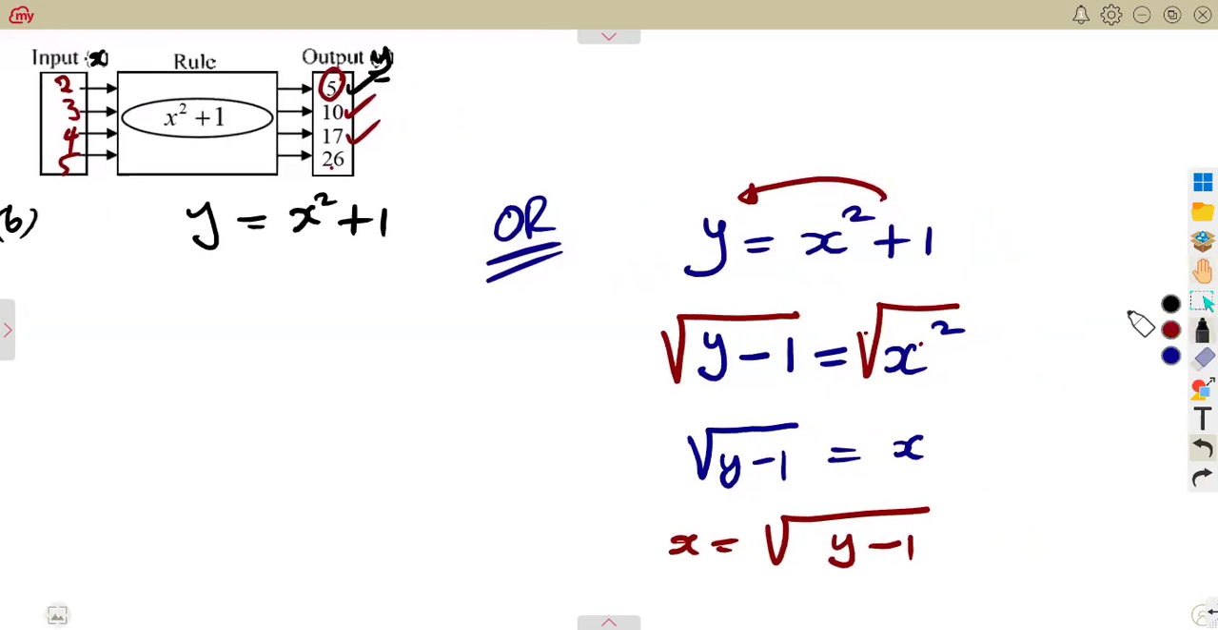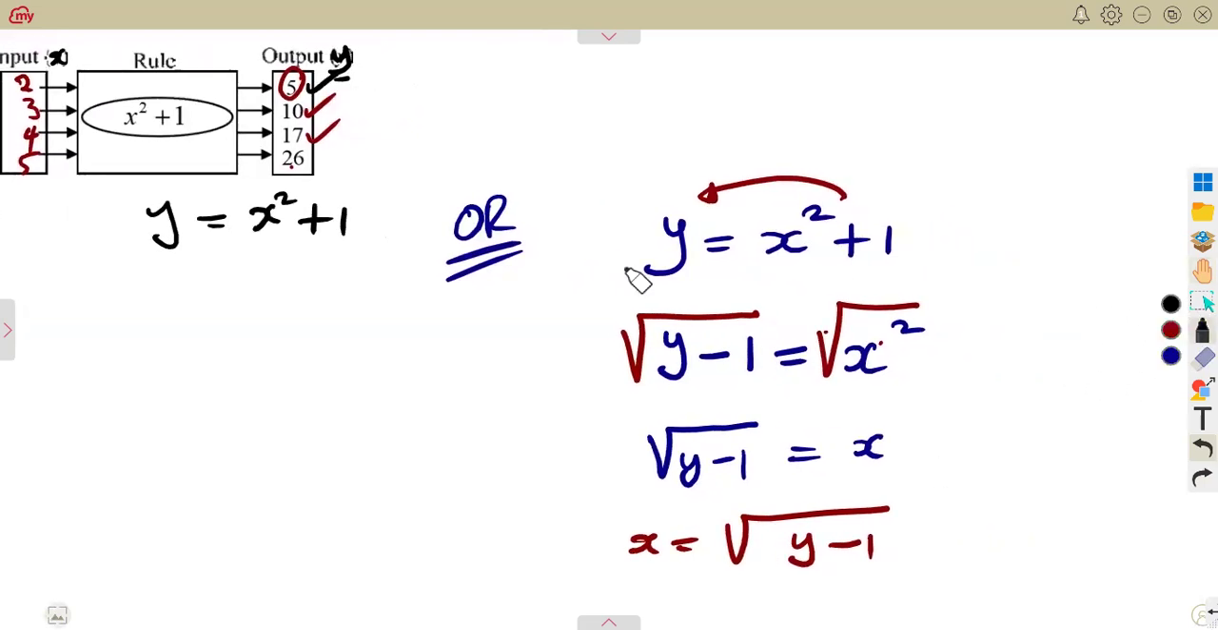So let's start with this when y is 5. We have x is equal to the square root of y minus 1. So y is what? It is 5. So that is 5 minus 1, in place of y, you substitute a 5. So that is the square root of 5 minus 1, which is 4, and the square root of 4 is what? It is 2. So that is exactly what we got here.